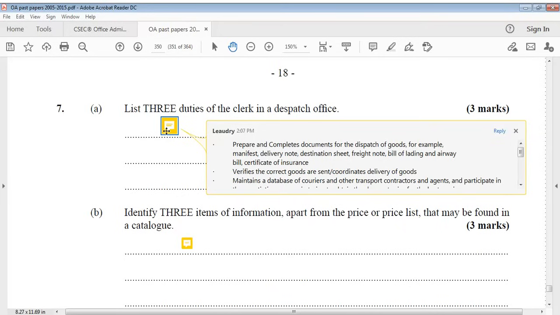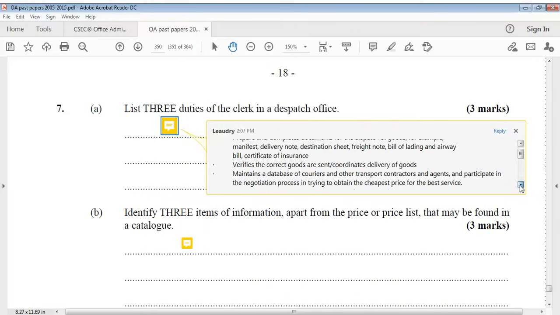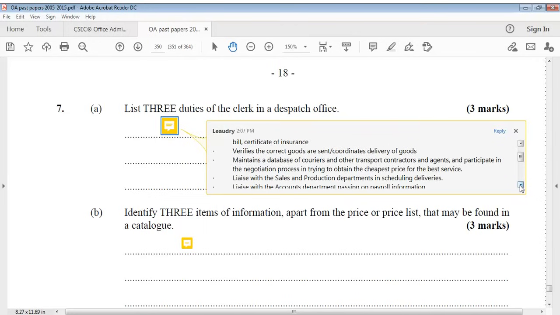2, verifies the correct goods are sent or coordinates delivery of goods. 3, maintains a database of couriers and other transport contractors and agents and participates in the negotiation process in trying to obtain the cheapest price for the best service.